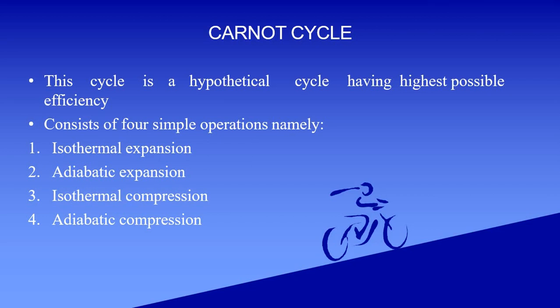But when the Carnot cycle efficiency is lesser than the efficiency claimed by the inventor of the engine, then that is wrong. So this cycle is the base which we are going to compare with the other air standard cycles. Generally this Carnot cycle consists of 4 processes: isothermal expansion, adiabatic expansion, isothermal compression, and adiabatic compression.